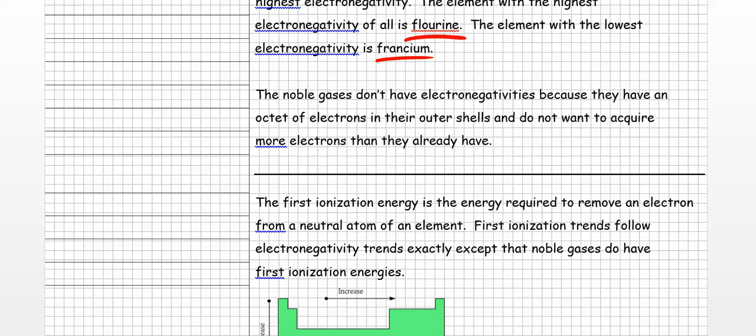Now again, the noble gases don't have electronegativities. Why? Because they have an octet of electrons in their outer shells, and they don't want to acquire more electrons than they absolutely already have. So let's take a noble gas. Let's take neon, for example. I'm going to write what's called a Lewis structure for neon. I'm going to show the electrons that are in the outermost shell. We can do it just like that. So neon already has 8 electrons. It would have no reason to want to acquire another electron. So again, noble gases do not have an electronegativity.